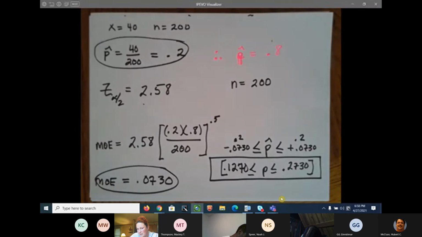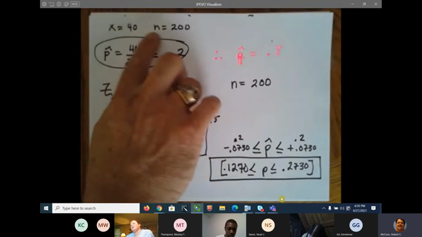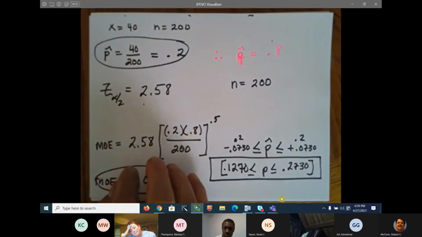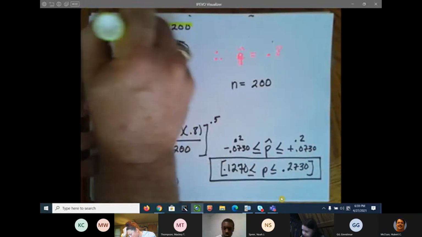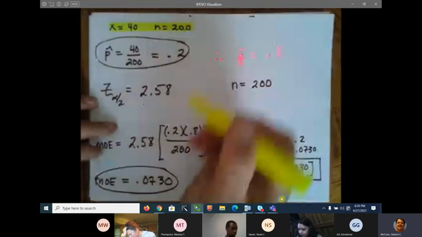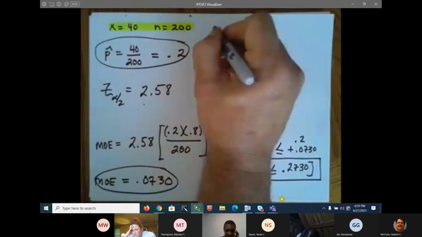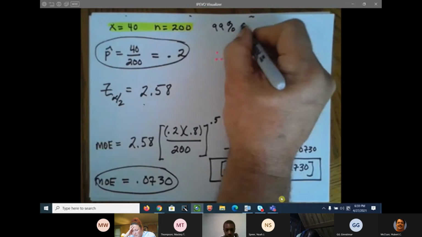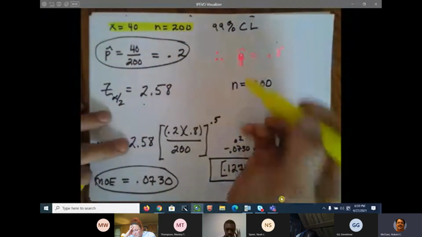So let's go over it. Here's what you were given: this right here, and you were also given a 99% confidence level. And that told you what to look up on your index card. So all that was given.